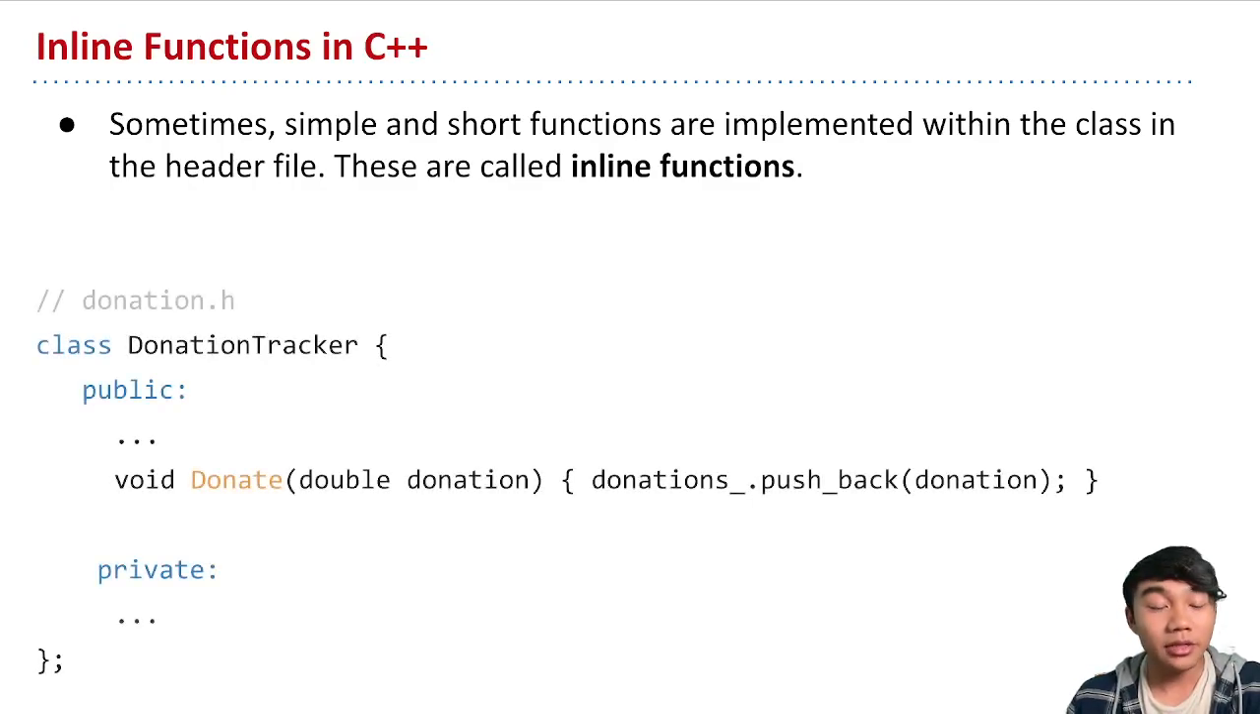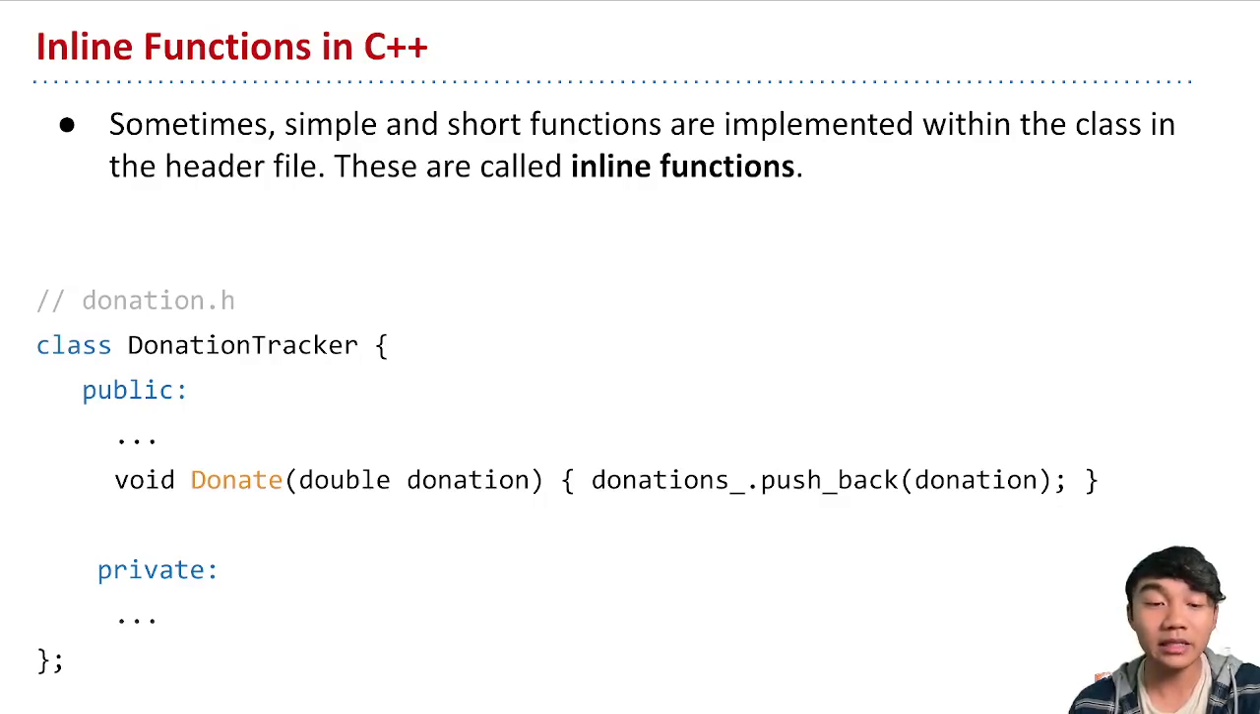So in the DonationTracker class here in the header file, we had an example of an inline function, the Donate function. If you notice, we didn't follow the function prototype with just a semicolon, right? Void Donate and then the parameter double donation. We could have just put a semicolon right after and then defined it in the implementation file, in the .cc file. But instead of following it with a semicolon, we have these braces and then we have this one line of code, which is the body of the Donate function.